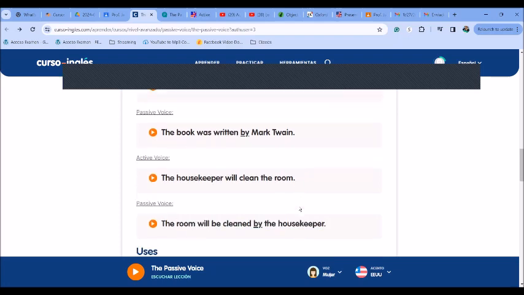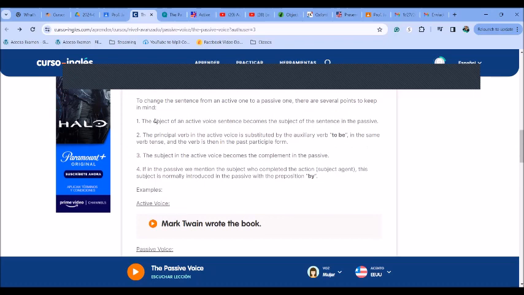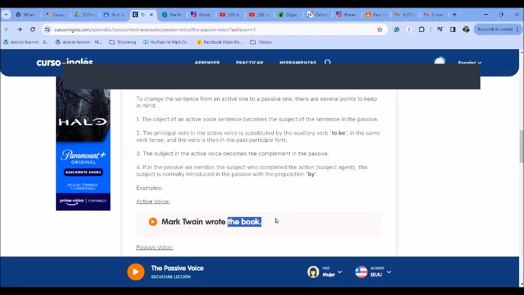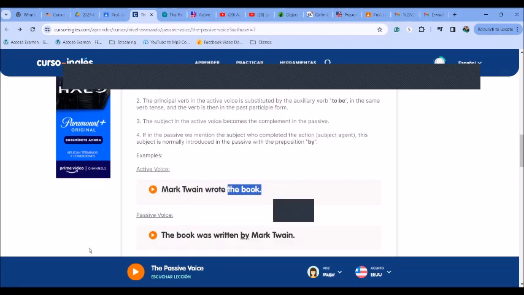Active voice: The housekeeper will clean the room. Passive voice: The room will be cleaned by the housekeeper. Right. Notice the transformation, guys. 1. The object of an active sentence will become the subject. Here, the object, which is at the end after your verb, was the book. The book becomes the subject.